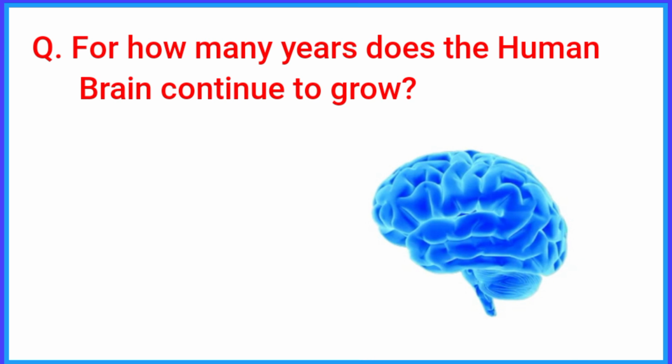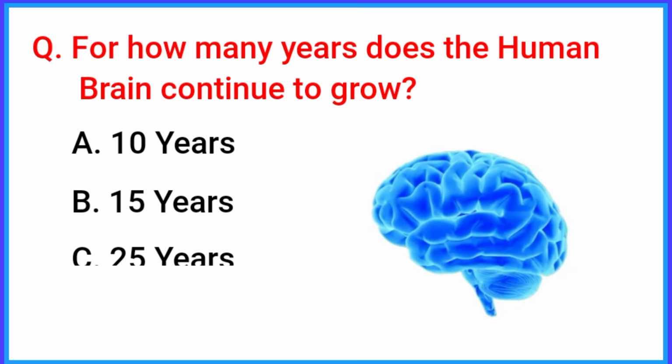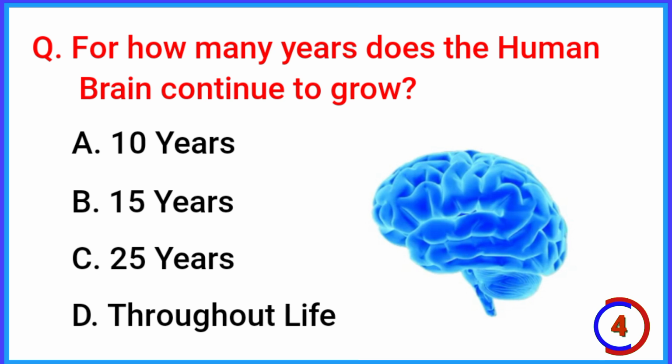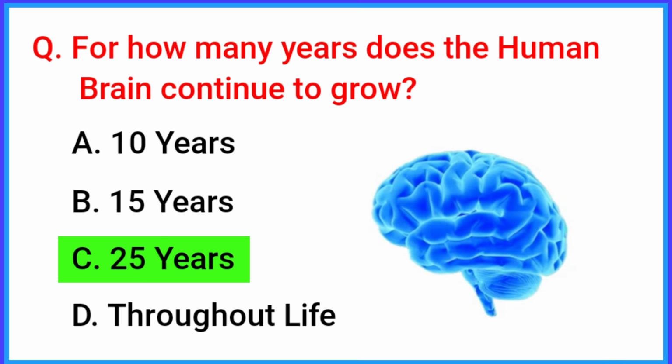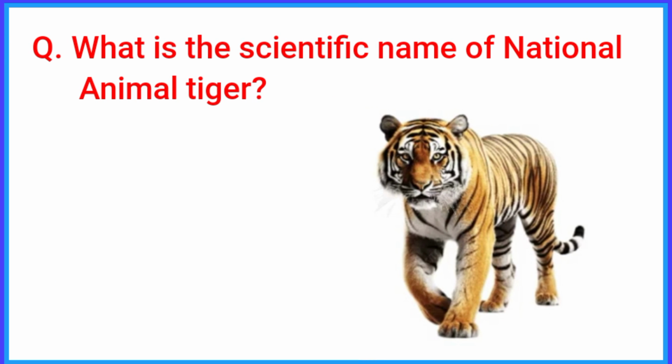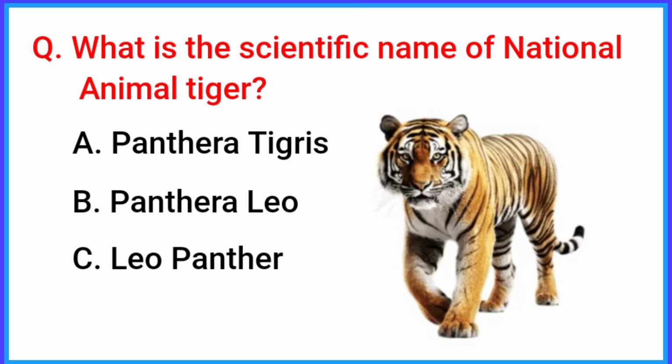For how many years does the human brain continue to grow? The correct answer is option C, 25 years. What is the scientific name of national animal tiger?